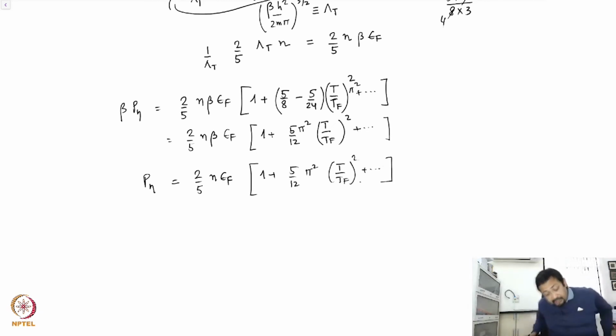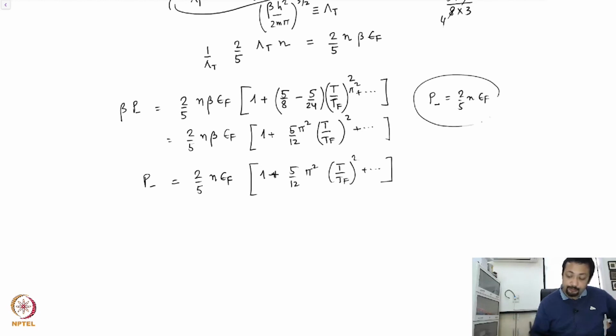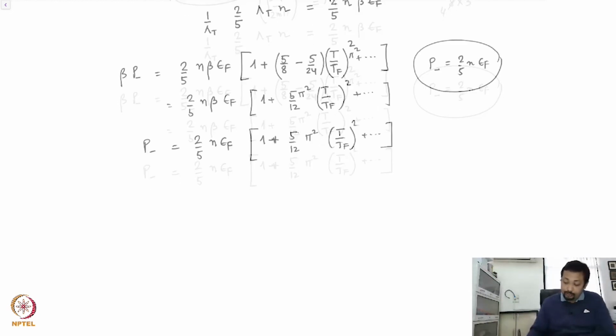Now this behavior is completely unlike an ideal classical gas, because an ideal classical gas at 0 temperature has a 0 pressure. But I note that at 0 temperature the pressure of a Fermi gas, we will put a P minus, which is going to be 2 by 5 n times epsilon f. So even at 0 temperature the Fermi gas does exert a certain amount of pressure. The pressure is not 0.